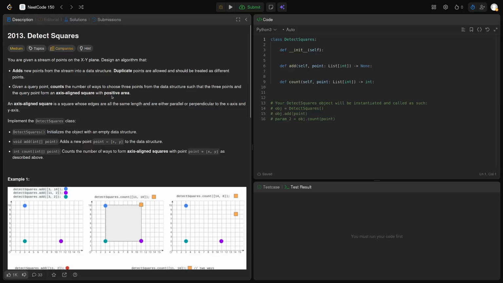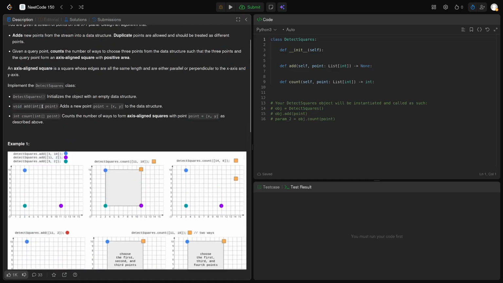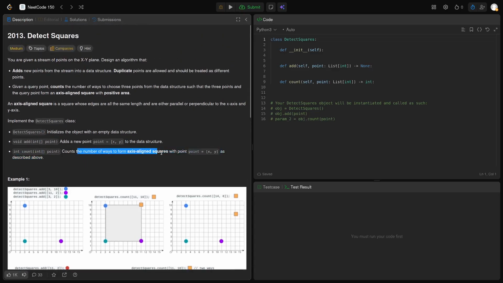So today we've got the medium problem 2013 that takes squares. Basically we have a stream of points in an xy plane. We can have duplicate points, they are counted as separate points, and given a query point we want to count the number of axis-aligned squares, meaning they are aligned with the x and y axis, that include that point. We either get to add a point or, for a given point, say how many there are.